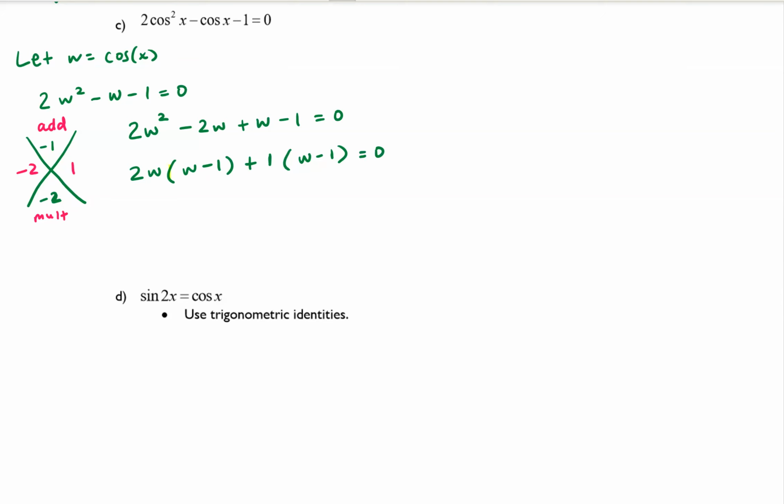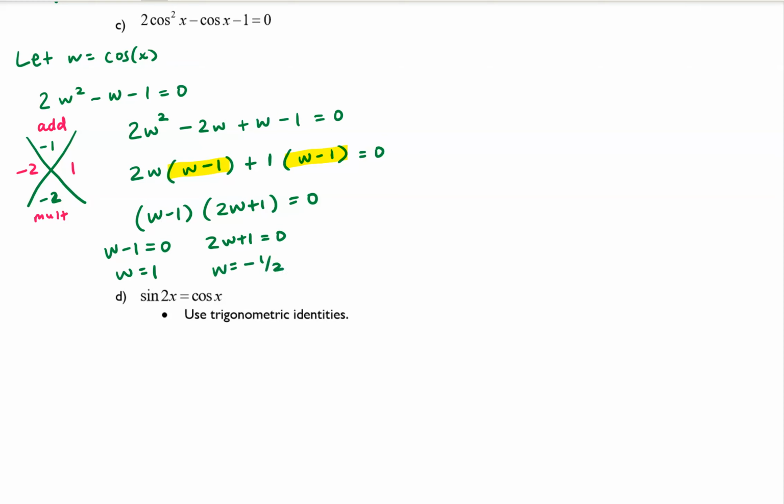But now notice that I have a w minus 1 here and a w minus 1 there, and now I can factor out w minus 1. And then the thing that will be left over is 2w plus 1, and this is equal to 0. Now I can use the zero product principle or the zero factor theorem to set each of the individual factors equal to 0. So we're going to get w equals 1 and w equals -1/2.